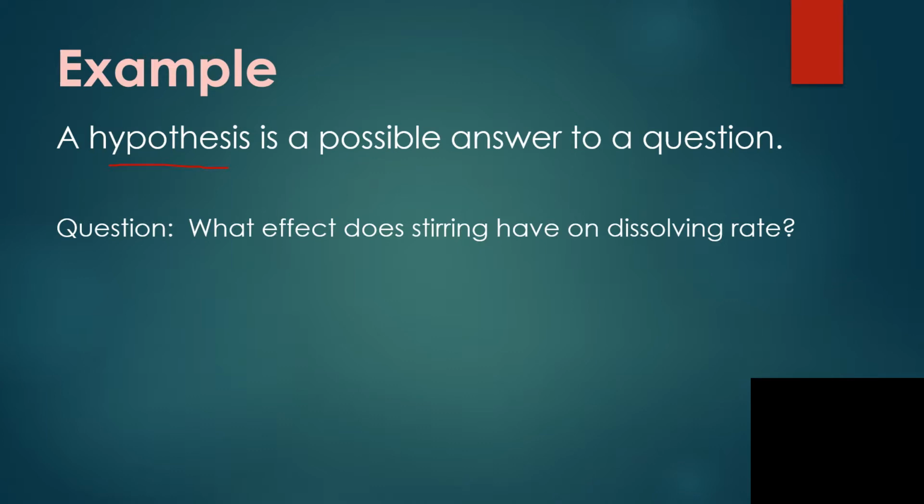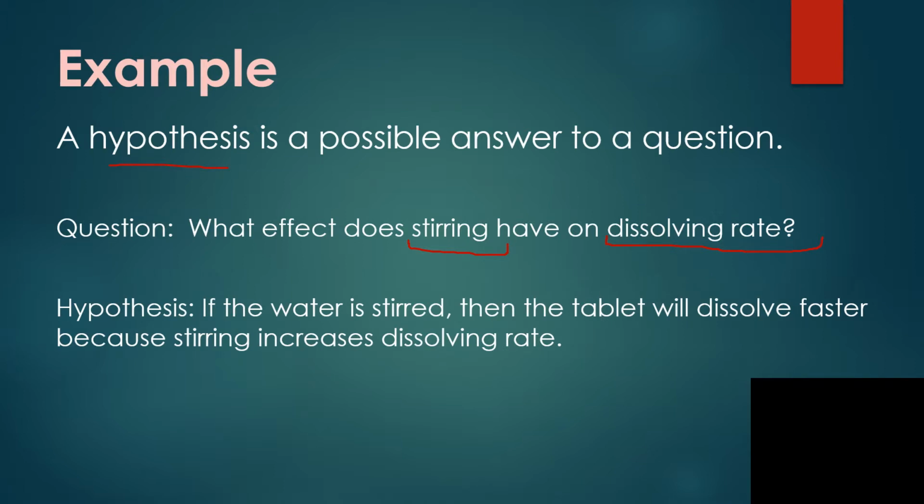When we're looking at the question, what effect does stirring have on dissolving rate? So you know what you're measuring is your dissolving rate. So that's your dependent variable. How much you're stirring, that is something that you have control over, and that's something that you're going to change. So that is your independent variable. Now, when you're talking about your hypothesis, it's always if I do this to my independent variable, what is the cause or what is the effect on my dependent variable? So with that in mind, your hypothesis becomes: if the water is stirred, then the tablet will dissolve faster.